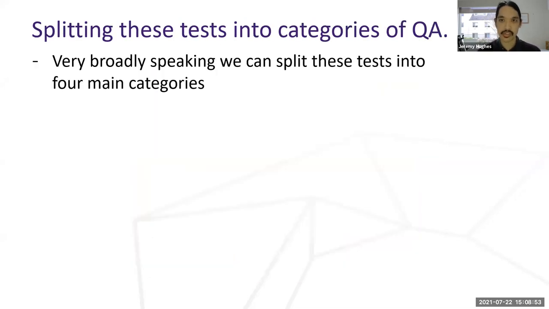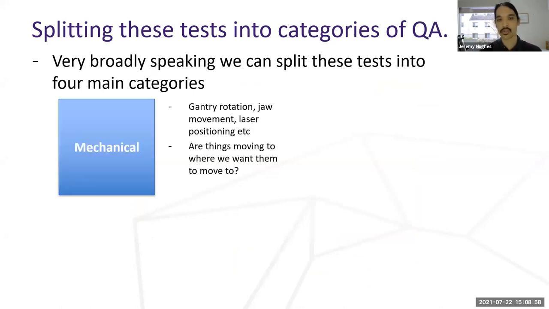Broadly speaking, we can split all of these tests into four main categories. The first one is your mechanical movements. That's looking at, for example, the LINAC rotating around the patient, and the jaw movements inside that help shape the beam. It's basically checking to make sure that the machine is moving to where we want it to move to. So when you say you want your gantry to move to gantry rotation 90, it actually does move to gantry rotation 90.